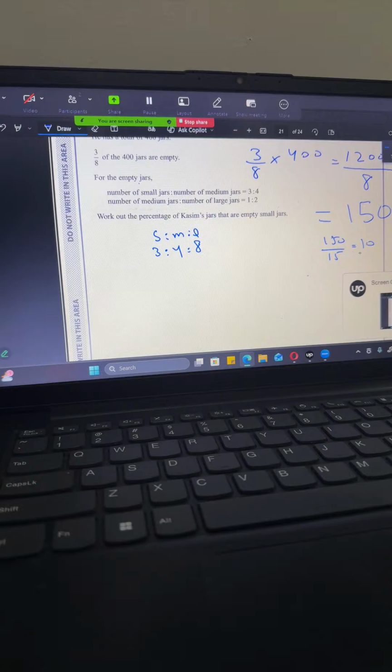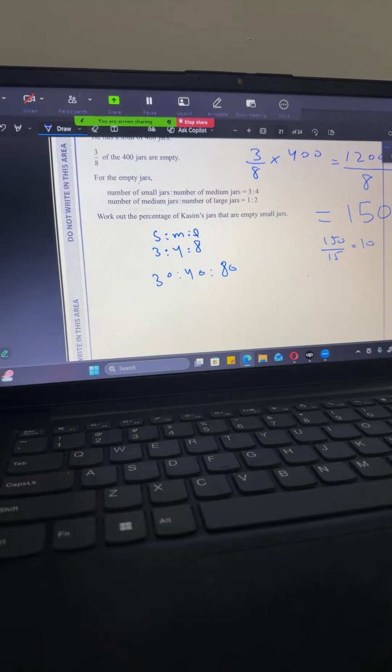You will multiply it by these ratios to get the exact number of small jars, medium jars, and large jars. So when I multiply 10 by all of them, I will get 30, 40, 80, right? Which means that among 150 empty jars, there are 30 small jars, 40 medium jars, and 80 large jars.